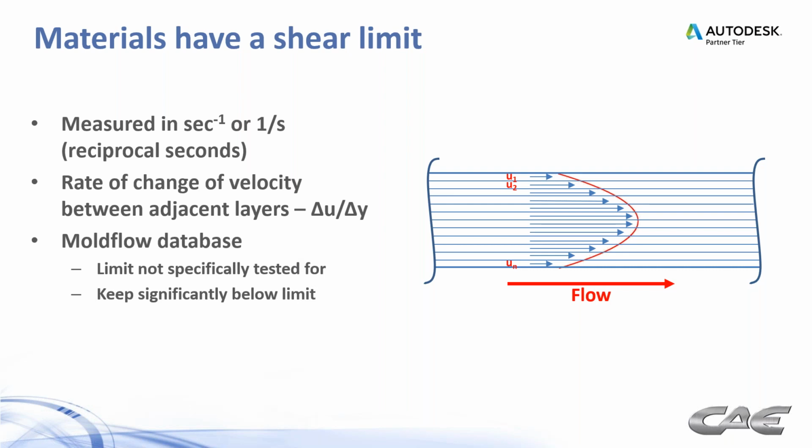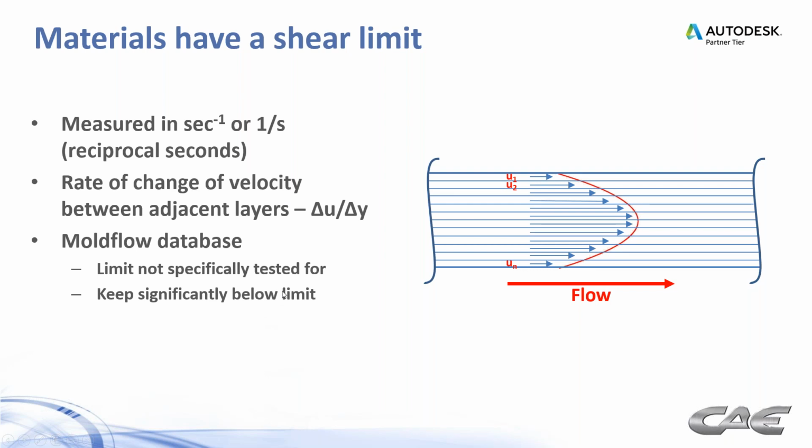And the Moldflow database publishes numbers, but these limits are not something that are specifically tested for. So if you ever get a material test done for Moldflow usage, know that that's not something that's specifically tested for. So consequently, when we're doing analysis work, we try to keep that number significantly below the limit. I target 50% typically. Some people target even 20%. So when we're figuring out how many gates and how big the gates should be and where they should be and so forth, we use the shear rate limits as our guide.